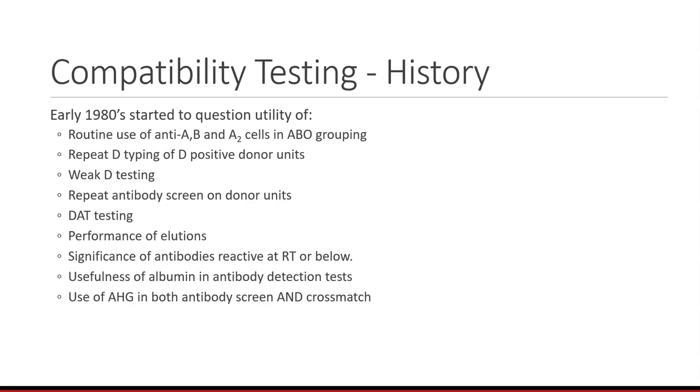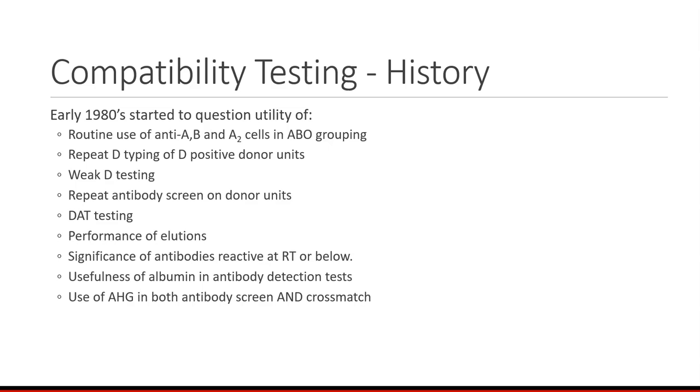Repeat D-typing of D-positive donor units. If we get a unit in the transfusion service and it was labeled D-positive, but it's really D-negative, what does it matter? D-positive people can safely get D-negative blood. So for the D-positive donors, we no longer retype them with anti-D. Very much cost-saving in large transfusion services.